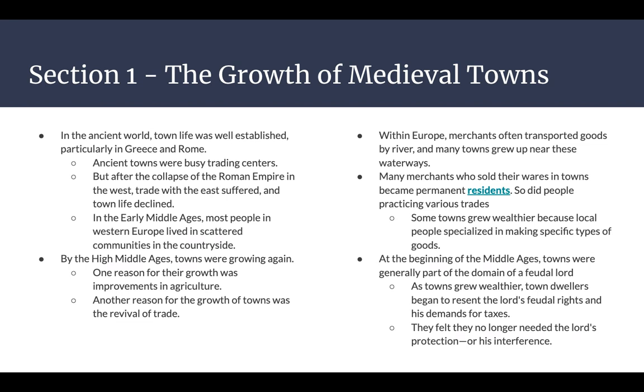In some places, such as northern France and Italy, violence erupted as towns struggled to become independent, meaning that they wanted to break away from that feudal system. They didn't want to be under the control of a feudal lord any longer. In other places, such as England and parts of France, the change was more peaceful.